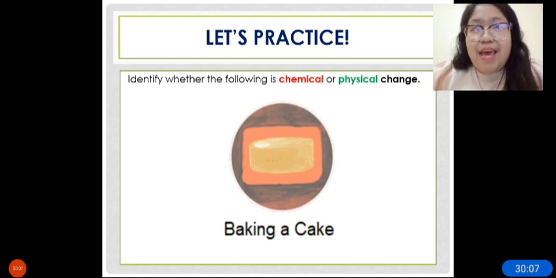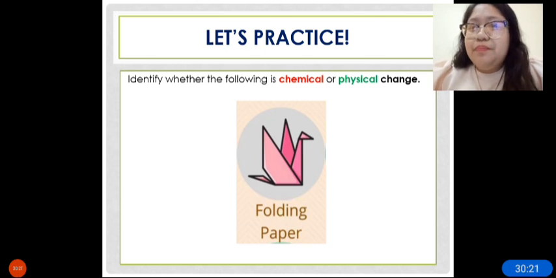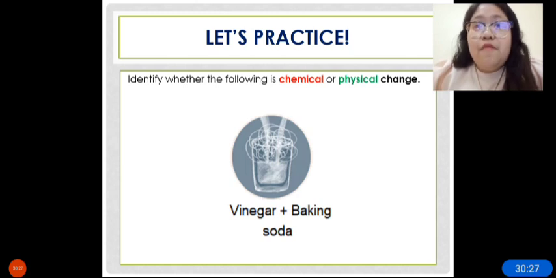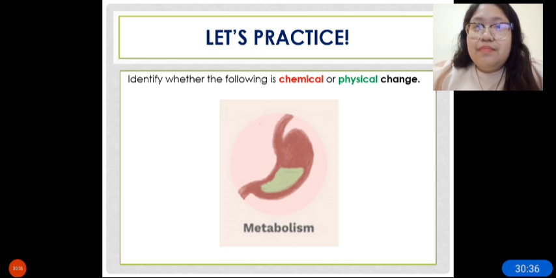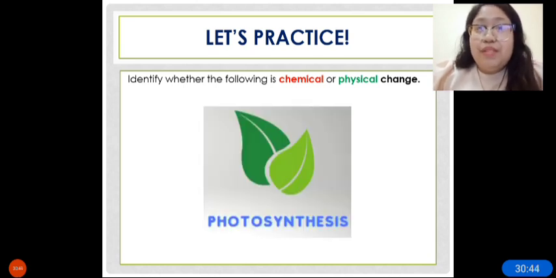How about baking a cake? Chemical change or physical change? And now, breaking a glass. Chemical change or physical change? Folding paper. Is this a chemical change or physical change? How about vinegar plus baking soda? Is this a chemical change or physical change? Metabolism. Is this a chemical change or physical change? And how about photosynthesis? Chemical change or physical change?